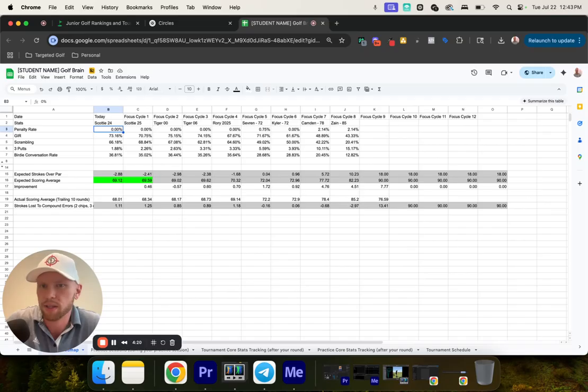And just to kind of validate this, I got Scotty Scheffler from 24 and 25 here. Got Tiger from 2000, 2006. Got Rory from this year as well. And then I've got a few of my students. So let's just kind of look at these.